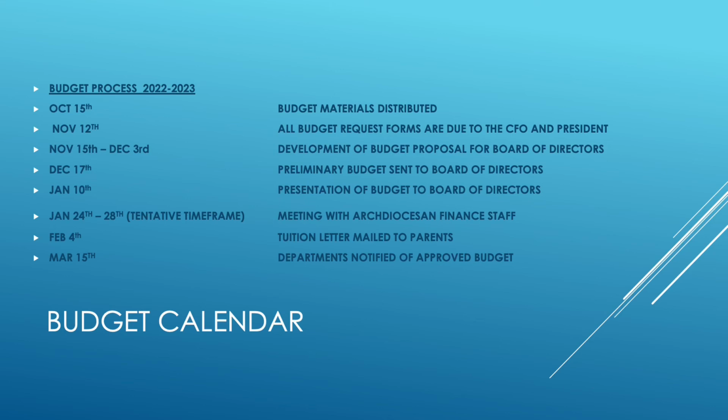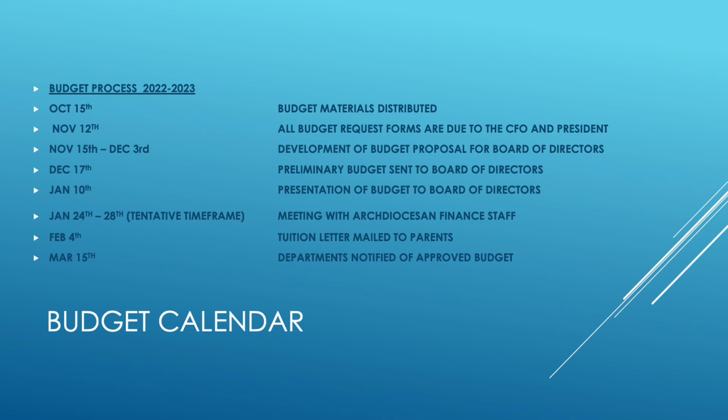In this calendar, it says November the 12th. So you see about a month there that the budget requests are due to the CFO, business manager, or the president of the school if you're in a high school. It might be to the principal or the pastor in elementary school. And then December 15th to December 3rd, the budget proposals are going to be developed for the board of directors. Now, again, I'm using a high school model here.